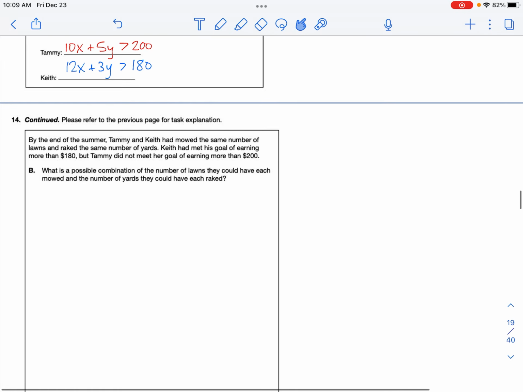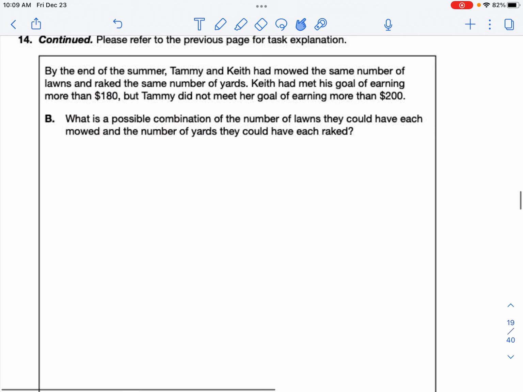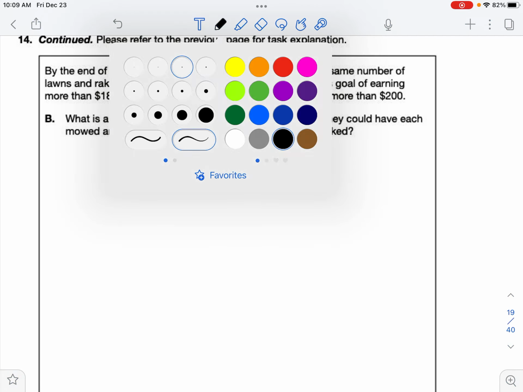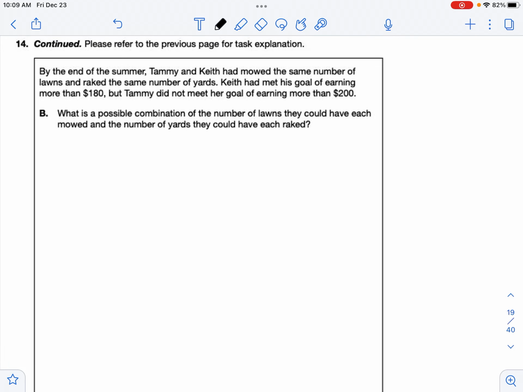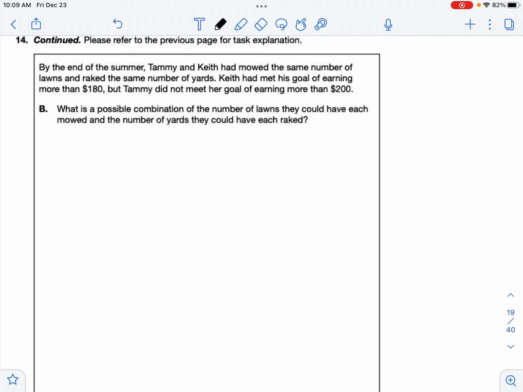By the end of the summer, Tammy and Keith both have mowed the same number of lawns and raked the same number of lawns. So that means their x and y coordinate here is going to be equal. We need to know what that coordinate is to show that Keith met his goal, but Tammy did not. I'm actually going to do this a little bit differently. I'm not going to do this algebraically. I'm going to use this graphically.